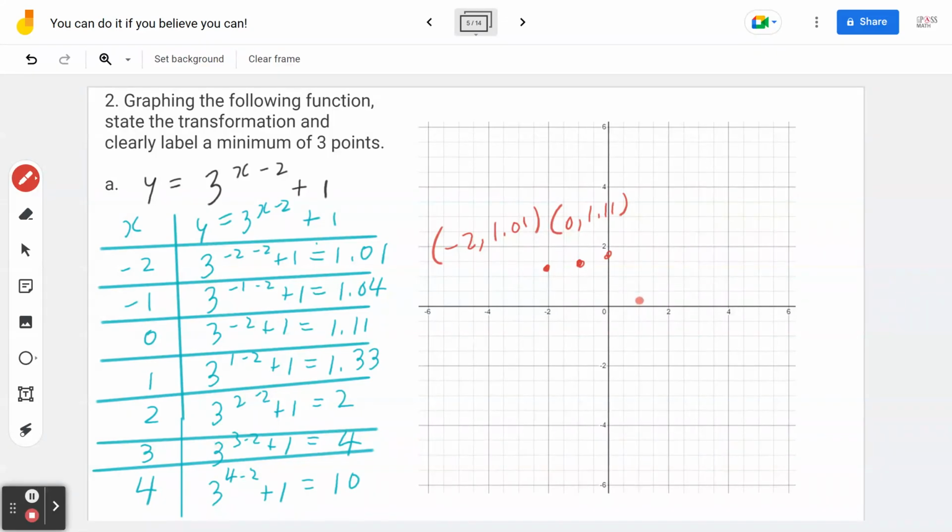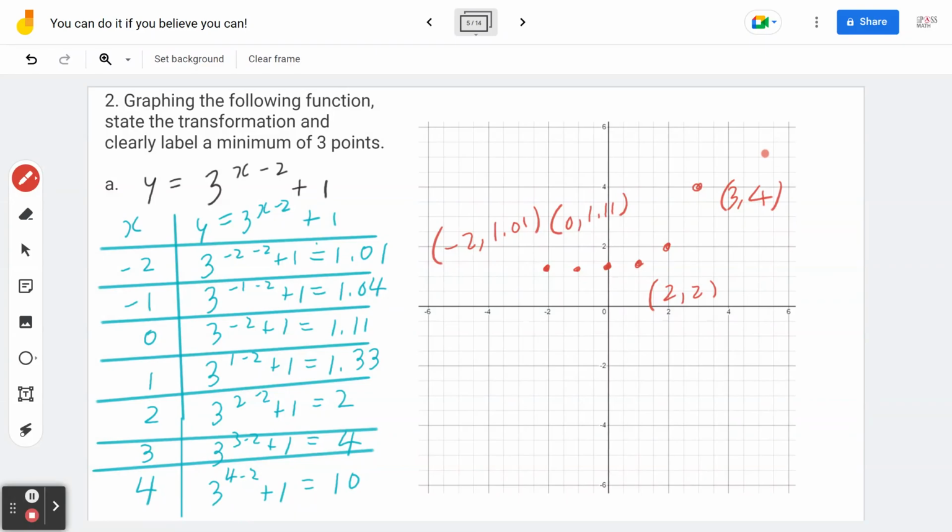When x is 1, that's going to be 1.33. Now notice that, actually, let's go back. Let's put this a bit more accurate for you. 1.11 is going to be somewhere there, actually. This one's going to be there. When x is 1, that's going to give you 1.3. When x is 2, y is going to be 2. I'll label that point. And of course, when x is 3, it's going to give you 4. I'll label that point as well.